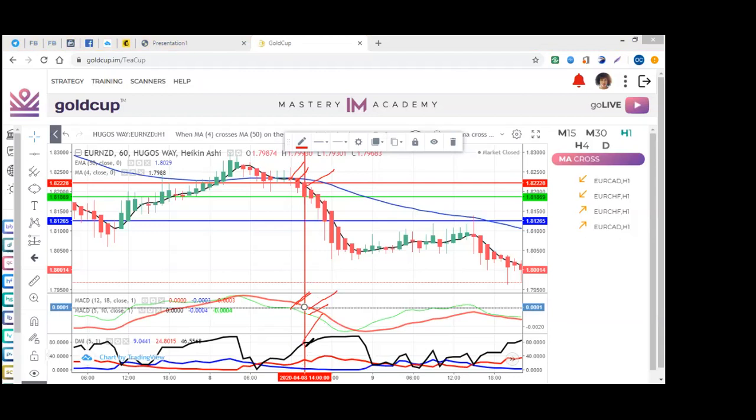Don't forget, your black line on the DMI needs to be facing up. If it is facing down, you are not going to take the trade. If your black line is like this one right here, like this one that I just highlighted, you are not taking the trade, family. You need to make sure that the black is facing upwards and the red is also facing upwards. That is how you get a good confirmation to enter the trade.